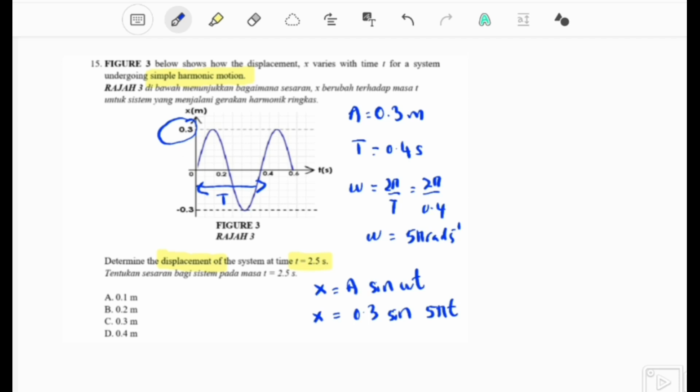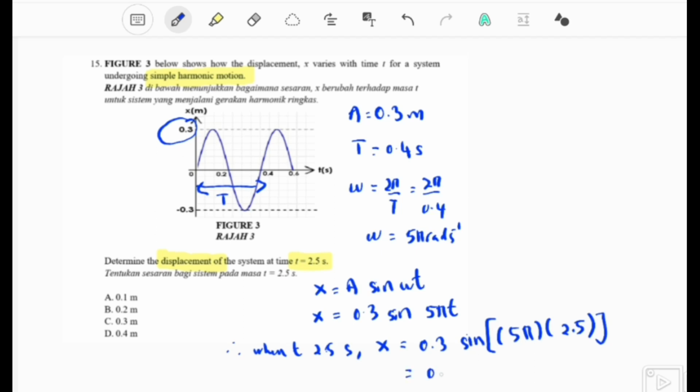Okay, so this is our equation. Then soalan tu dia nak find the displacement of the system when t is 2.5. Okay, so that when t is 2.5 second, equation kita sini kita just masukkan je t. x equal to 0.3 sin 5 pi times with 2.5. So make sure calculator in mode radian. So masukkan sini kita dapat.